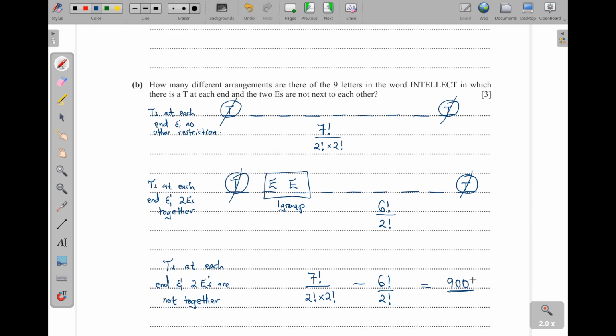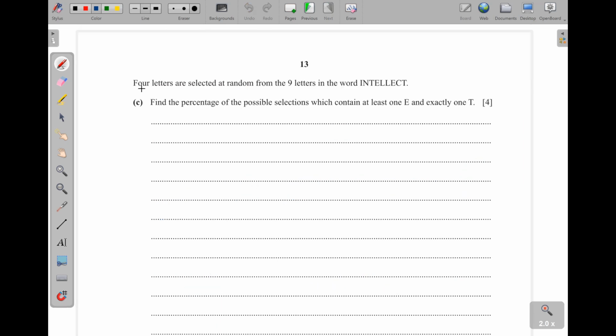900. Just like that. Then lastly, 4 letters are selected at random from the 9 letters in the word intellect. Part C, find the percentage of the possible selections which contain at least one E and exactly one T. Now, they said possible selections. They didn't say different selections. So, we are going to consider these repeating letters as if they are different. Okay?